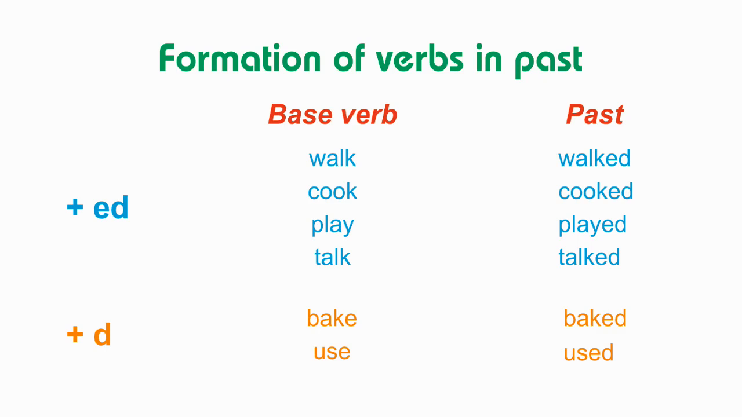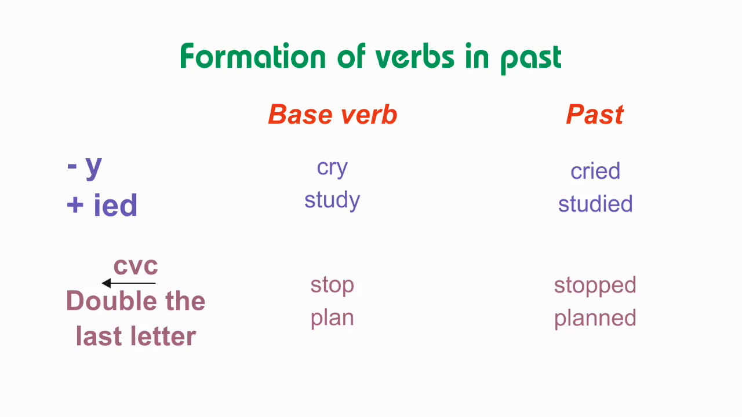And for some verbs that finish with e in base verb, only d is added to make it past. Bake, baked, use, used. And for the verbs that end in y in base verb, y is removed and ied is added to make it past. Example: cry, cried, study, studied.